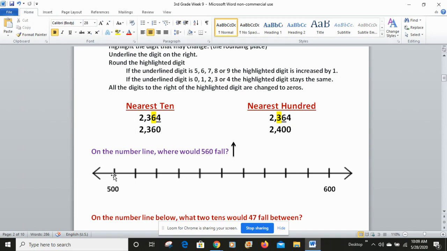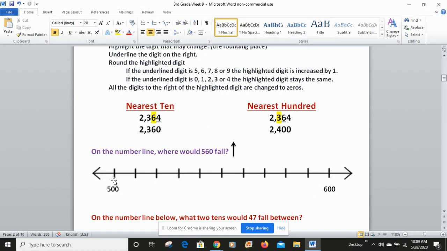So I can kind of figure out by starting here, I'm not counting by ones. It's not 501, 502, 503. I wouldn't have enough little tick marks to get to 600. I know I'm not counting by hundreds, because if I started counting by hundreds, 500, 600, 700, I'm already past where my endpoint is.